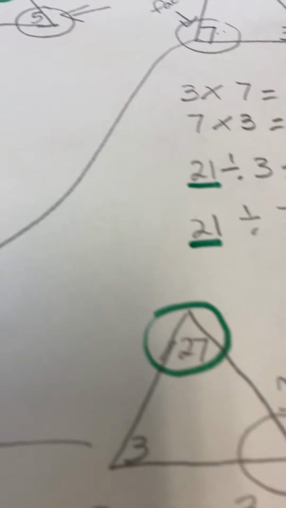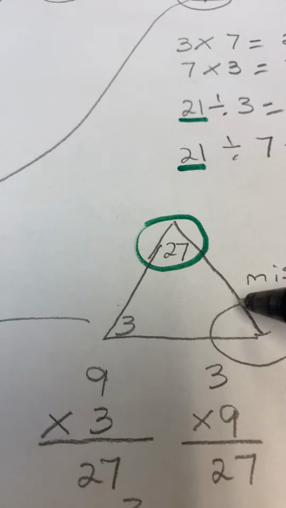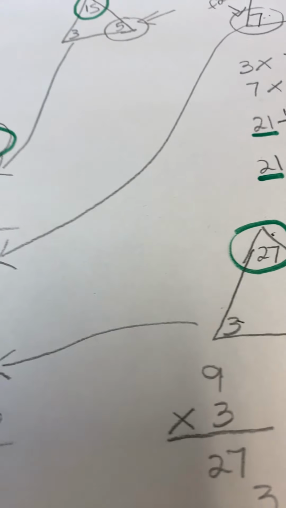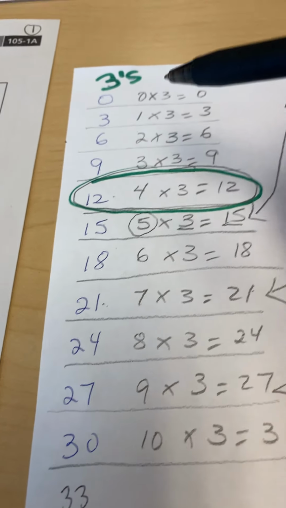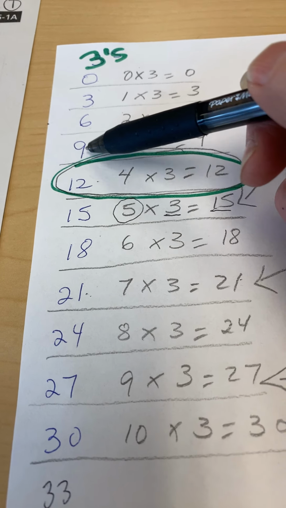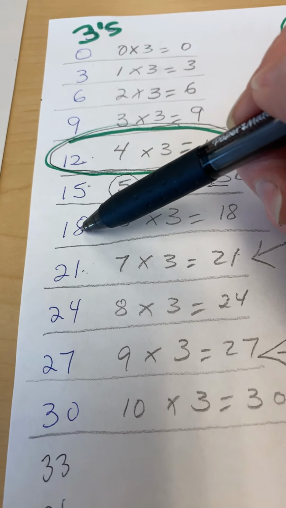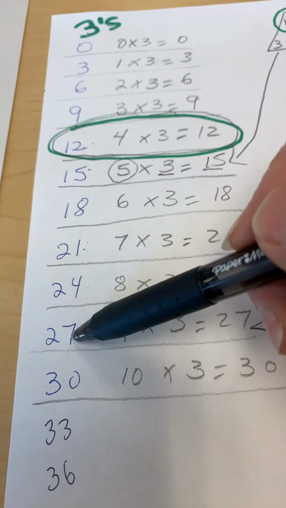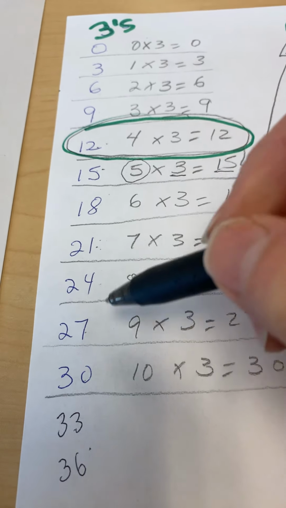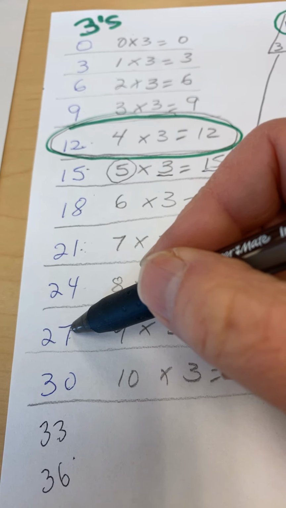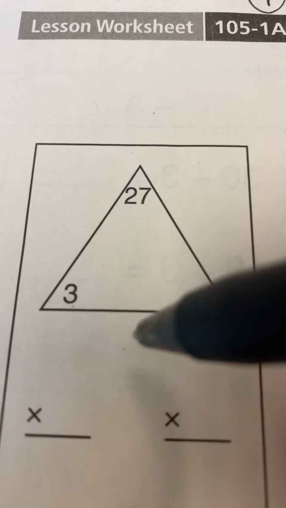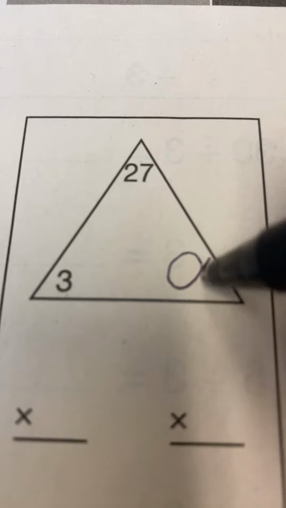Okay, the next one, I'll do one more for you on the 3's. So I have 3, a 27, and a missing factor. Let's go over here and look at my numbers. I'll sing that song again. 0, 3, 6, 9, 12, 15, 18, 21, 24, 27, 30, 33, 36. But I am looking for 27. So I have 27 right there, and my missing factor is 9.